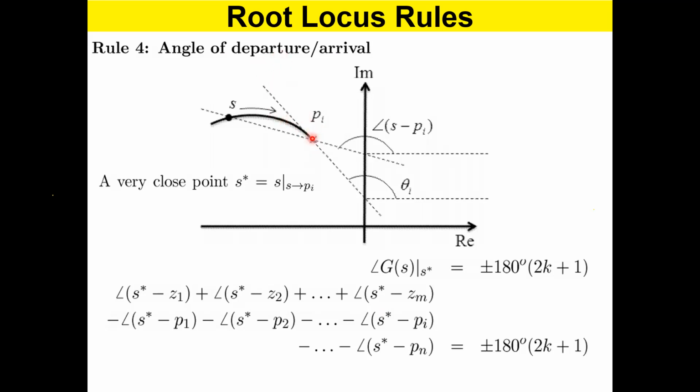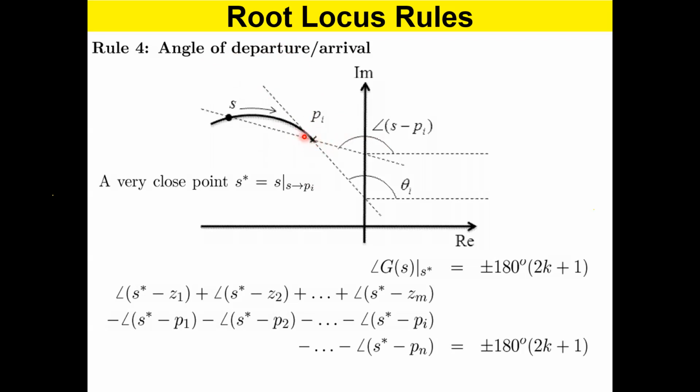Angle of departure. So from this open loop pole, where am I heading? Is it 0 degrees? In that case, it's over here. If it is 90 degrees, it's over here. If it is 180, it's over here. 270, it's down here. What is that angle? That is what is called angle of departure. So how do I calculate it? I have to calculate this for all the open loop poles in order to correctly find the direction of motion of these poles.